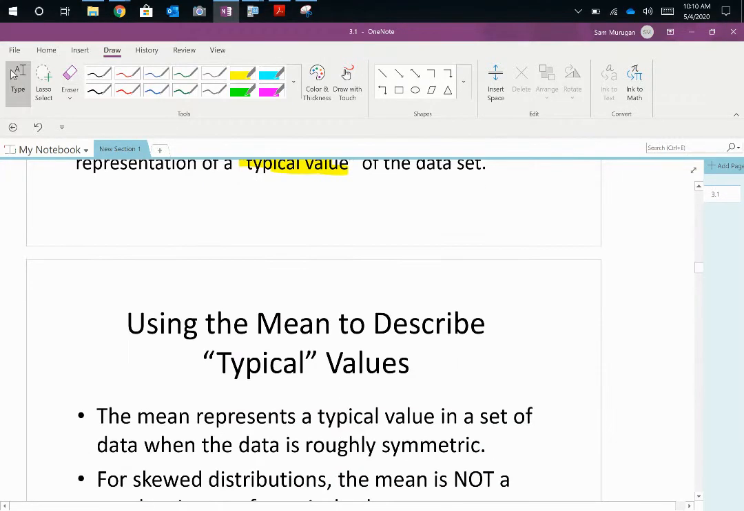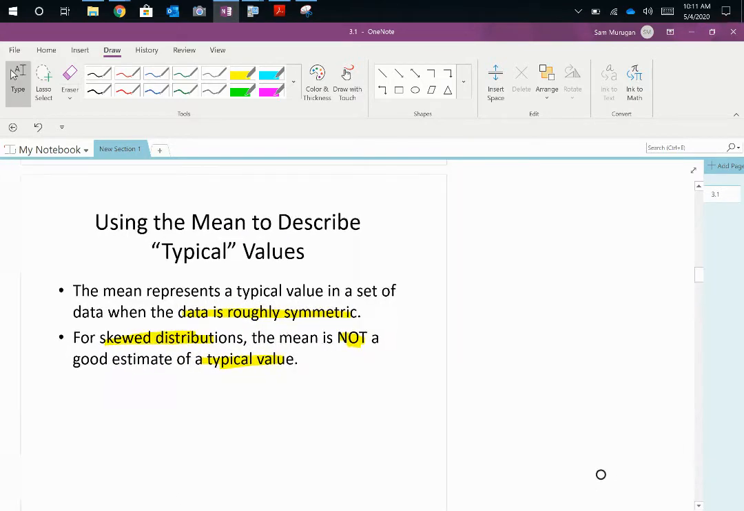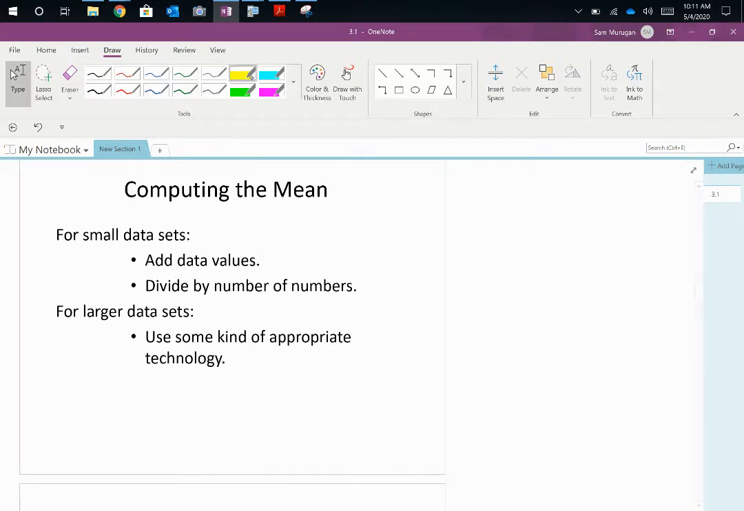So if the data is skewed, we're not going to use the mean to describe it. Using the mean to describe typical values works for a set of data that is roughly symmetric. For skewed distributions, FYI, the mean is not a good estimate of the typical value. To compute the mean for small data sets, simply add the values and divide by the number of numbers. And for large sets, use appropriate technology.